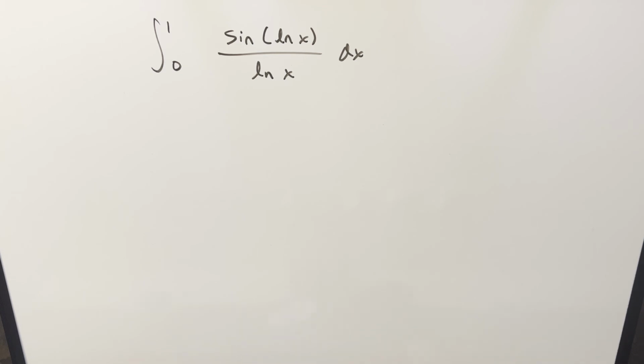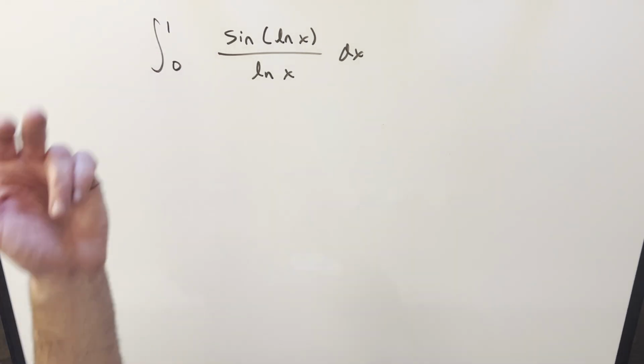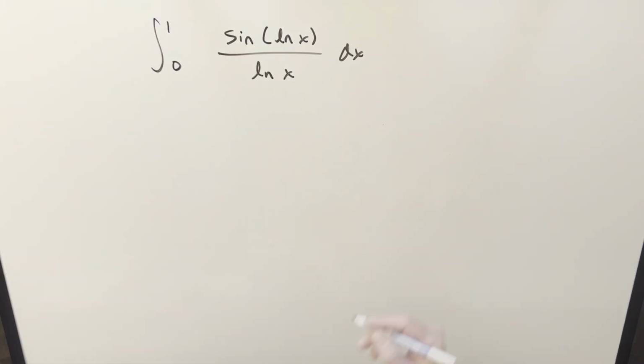Okay, we have returned an interesting integral. We've got the integral from 0 to 1 of sin(ln x) over ln x dx. I've been noticing that it seems like every integral I do lately has got a sine in the numerator and something in the denominator. So I'm going to have to try to mix it up a little bit more, but let's just get started.